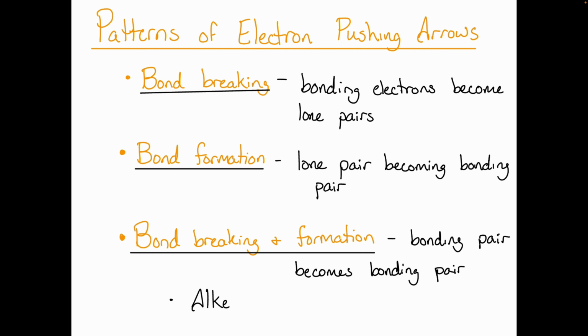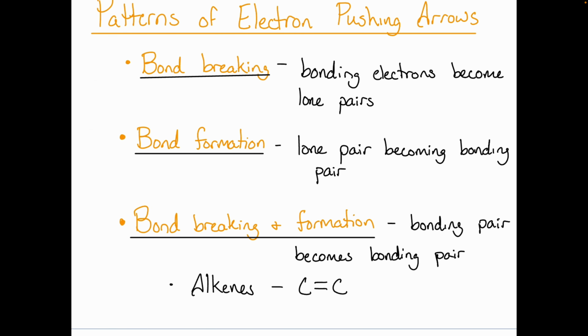What are called alkenes, meaning they have a carbon-carbon double bond, or an alkyne, which is a carbon-carbon triple bond. Okay, so this is when you have a higher order carbon bond, you see these bond breaking and formation arrows. All right. So let's take a look at an example.